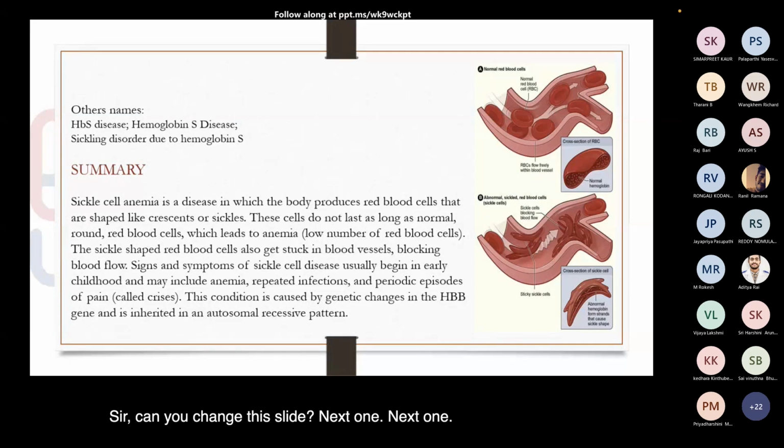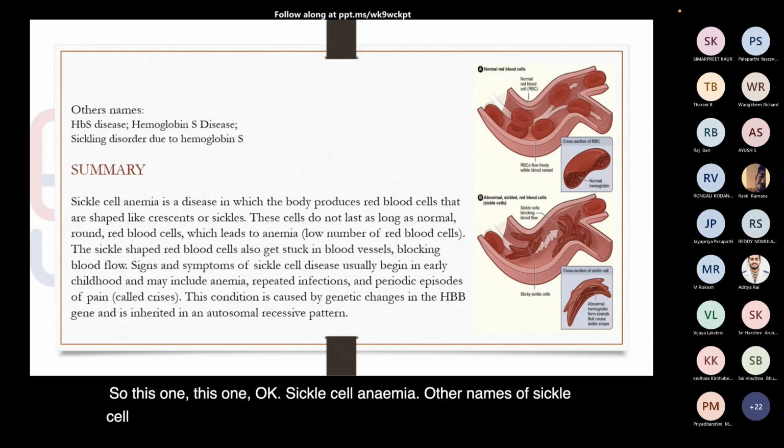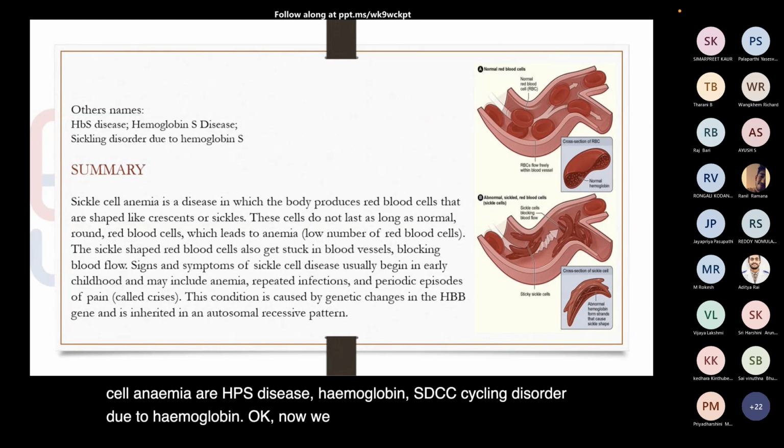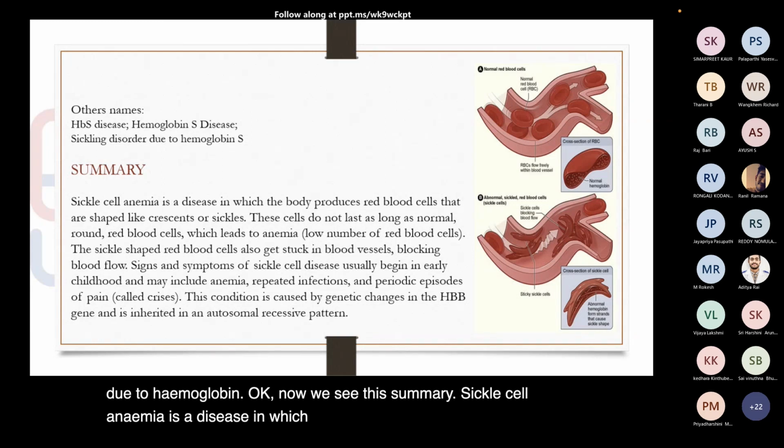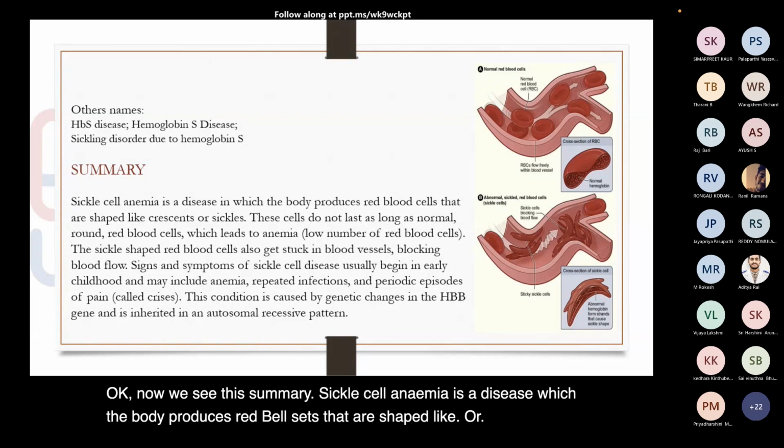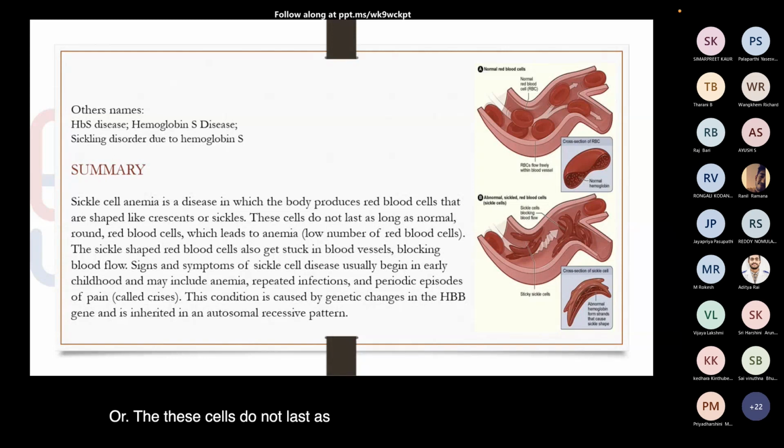Sickle cell anemia. Other names of sickle cell anemia are HbS disease, hemoglobin S disease, sickling disorder due to hemoglobin S. Now we see the summary. Sickle cell anemia is a disease in which the body produces red blood cells that are shaped like crescents or sickles. These cells do not last as long as normal, round red blood cells, which leads to anemia, a low number of red blood cells.